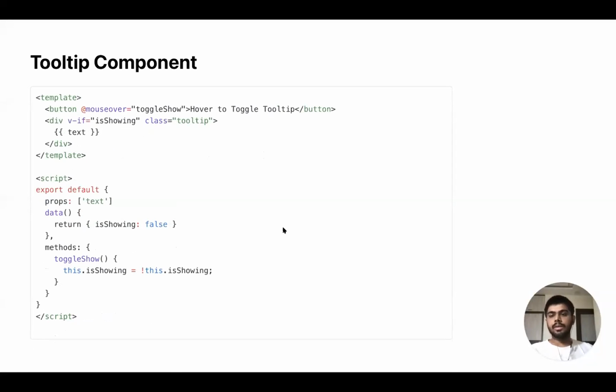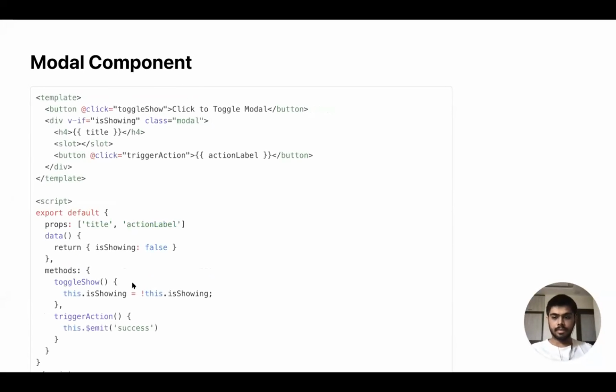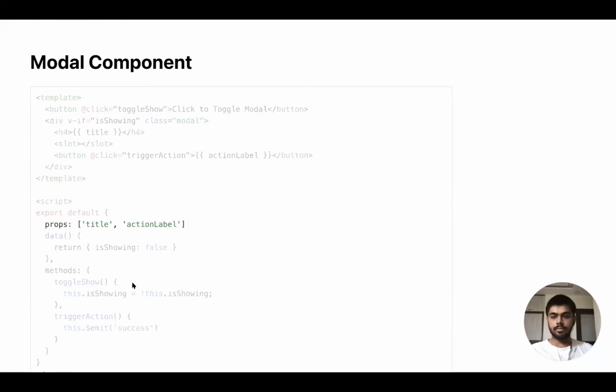Next, let's try to build a tooltip component, okay? So again, the structure of this tooltip component is pretty much the same. We have mouseover here, and we have toggle show instead of click in the previous example, and we have a v-if here again. Let's assume the styling and the markup and the layout is handled by itself. But if you look at this piece of code, you have data, which returns isShowing false, and then toggle sets isShowing to not isShowing. Does it look familiar? Yes, it's the same thing that we actually wrote in the modal component, right?